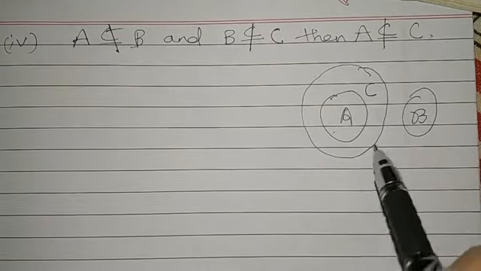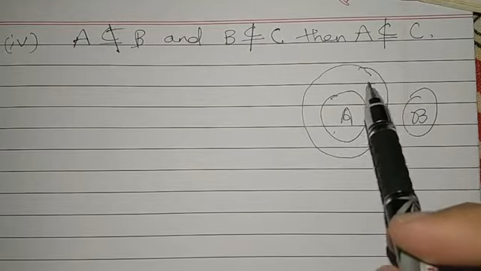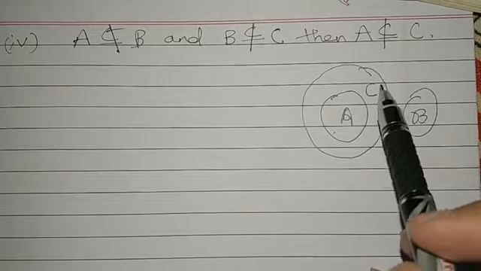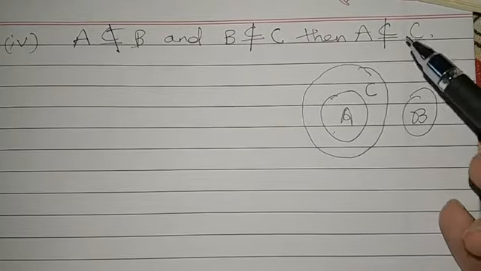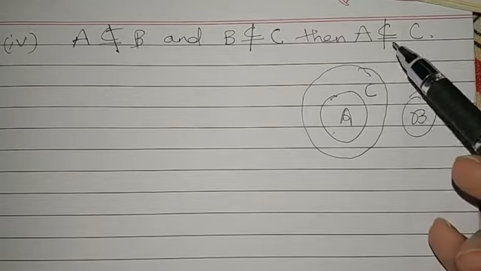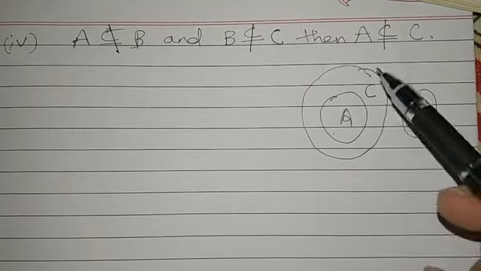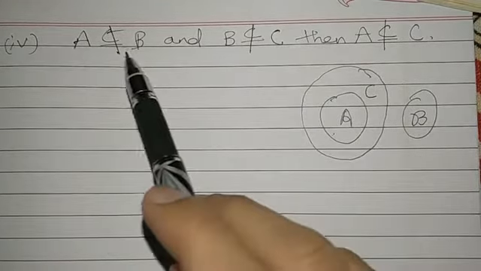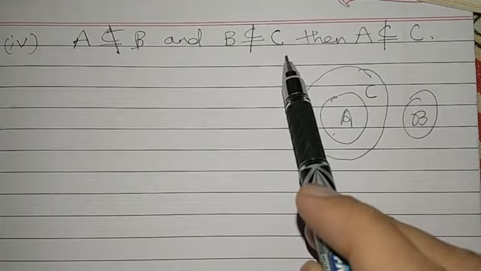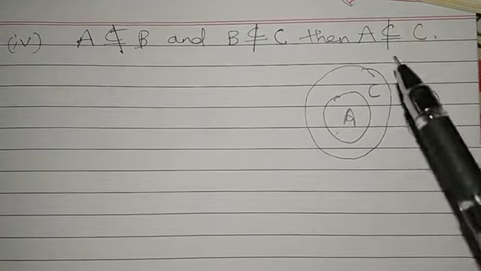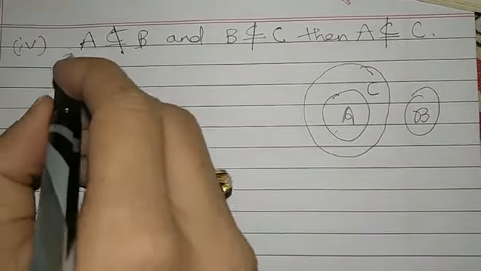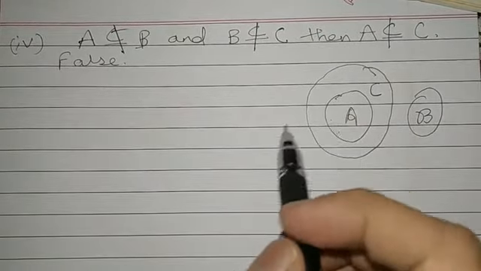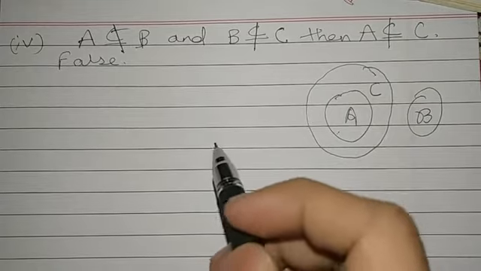But I am taking a set C which contains the set A, which means what? A is a subset of C. So here we got A is a subset of C, but they are giving A is not a subset of C. But we have shown that we can draw sets in such a way that these conditions are satisfied, but this condition is not satisfied. So this statement is false. If the statement is false, what you have to do? You have to give an example.